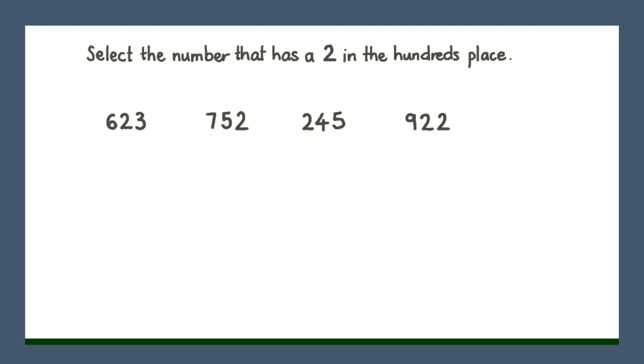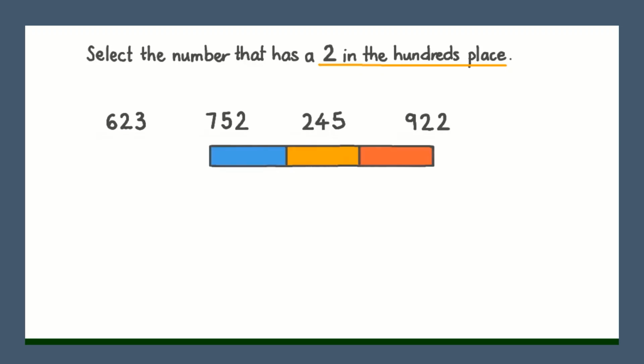Select the number that has a 2 in the hundreds place. We're given 4 numbers as possible answers to this question. Can you see? They're all made up of 3 digits. And our job is to select or to choose the number that has the digit 2 in the hundreds place. Now we know that the digits in 3-digit numbers like this all have a different value. If we read each number from left to right, the digits are worth hundreds, tens and ones.